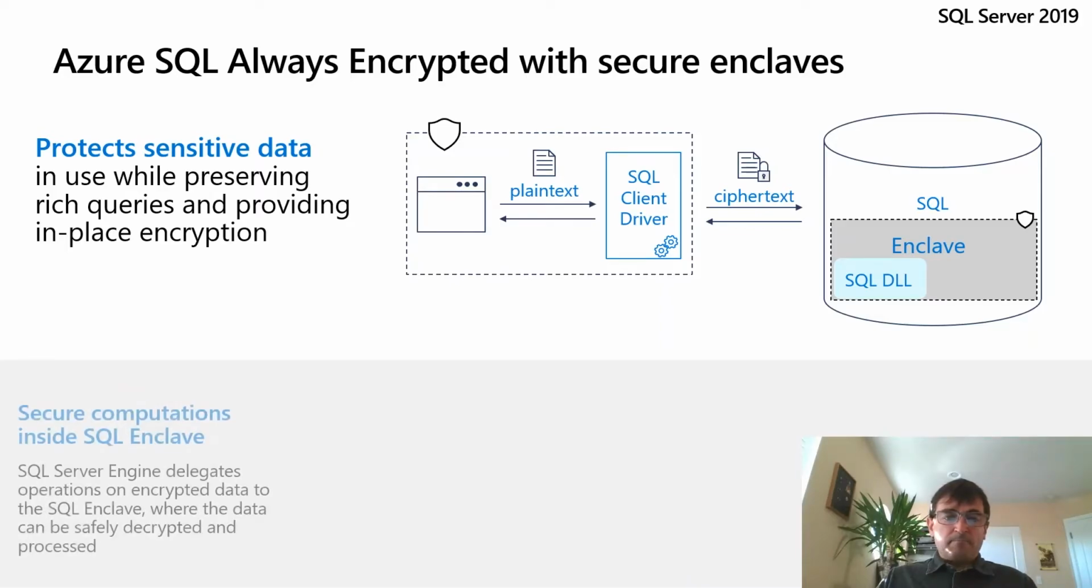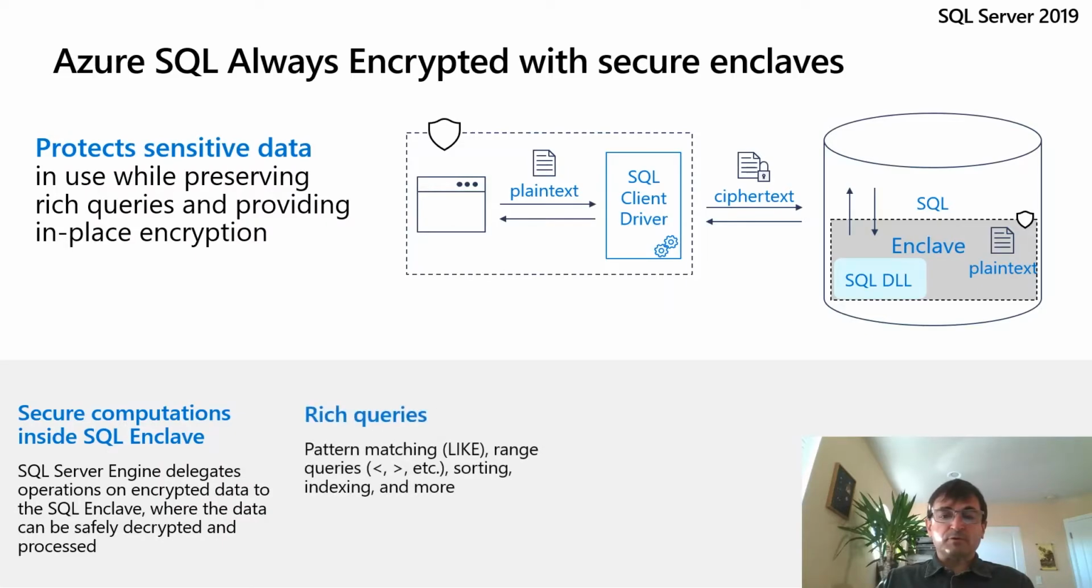Now, during query processing, the SQL client driver first submits the query from the application with parameters, and SQL Server delegates computations on encrypted columns to the enclave. It sends the encrypted data from encrypted columns to the enclave along with query parameters, and the enclave now decrypts the data so it has access to plain text, and it can perform computations on the data in the clear, many more computations than we could support before.